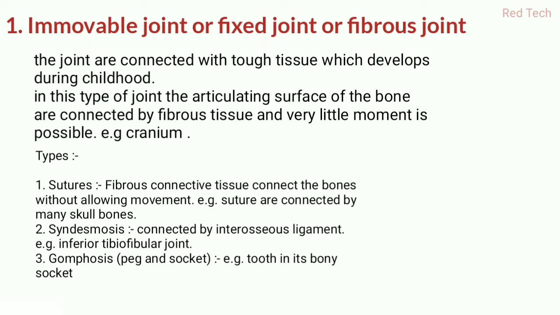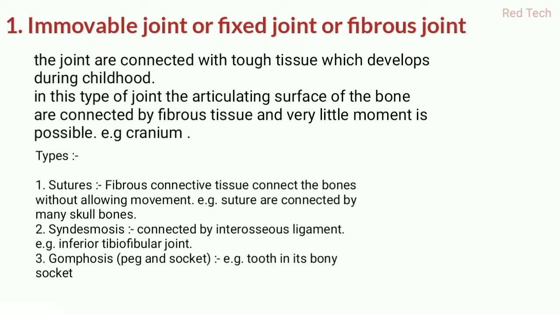These fibrous connective tissues connect the bones without allowing movement. The second one is syndesmosis, which is connected by an interosseous ligament, for example, the inferior tibiofibular joint in the leg. And the third one is gomphosis, also known as peg and socket, for example, the tooth in the bony socket. So these are the types of immovable joint which do not allow movement in the human body, but they act as a joint.